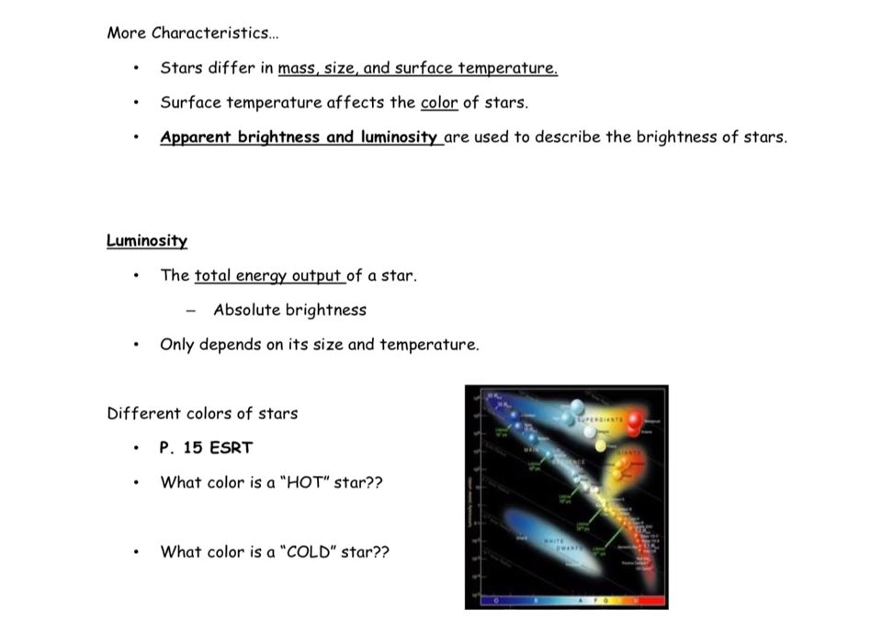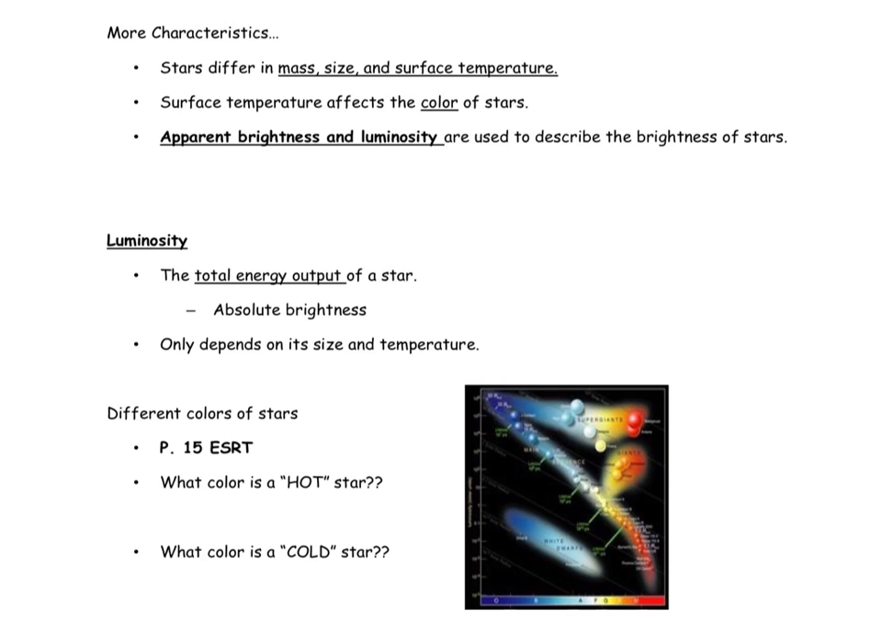To continue talking about stars, stars have different sizes, mass, surface temperatures, and surface temperature also affects the coloring of the stars. And stars have different brightnesses, or luminosity is what we're going to be using when we're talking about those stars. Luminosity is the total energy output of the star. It's how bright it is, and usually if it's very luminous, it's got a lot of energy that it's emitting. And if it's not very luminous, then it doesn't have a lot of energy to emit.